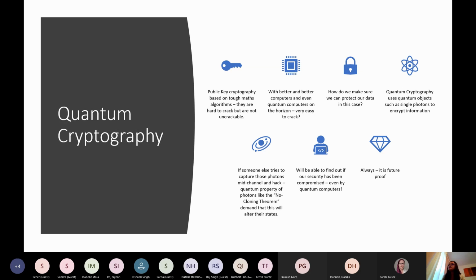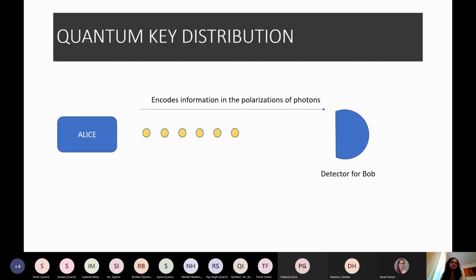So basically, quantum cryptography uses quantum objects such as single photons to encrypt information, so that if someone else tries to capture these photons mid-channel and hack it, the quantum properties of these photons, such as the no-cloning theorem, will demand that they reveal themselves. So basically, we will always be able to find out if our security has been compromised, even by quantum computers, if we use quantum key distribution or other kinds of quantum cryptographic protocols. And that is why I was saying before that we have to ensure that it is future-proof, that it is protected against quantum computers in the future, and against any other kind of hacks that we can think of in the future as well.